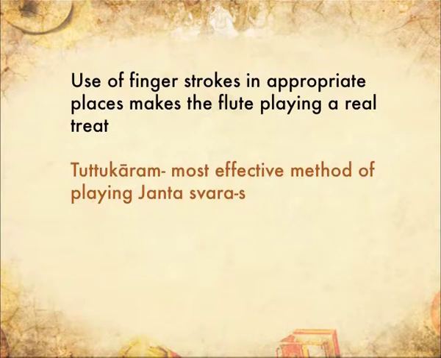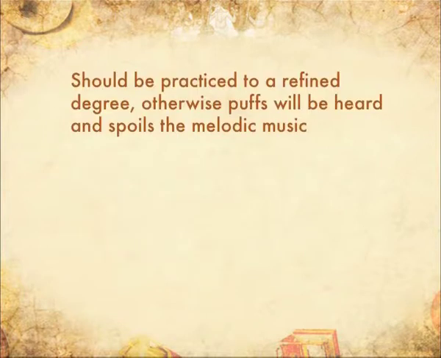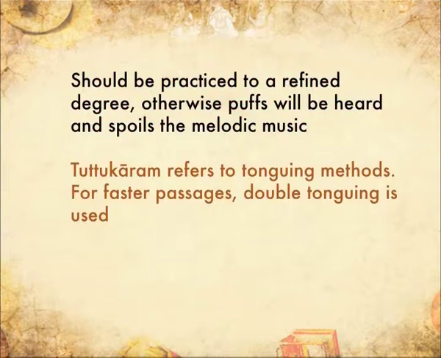In this method, a puff of air is blown across the mouth hole for each note. Unless Tuttakaram are practiced to a refined degree, the puffs themselves will be heard, which would spoil the melodic music. Tuttakaram refers to the tonguing methods. When faster passages are to be played, double tonguing is resorted to.